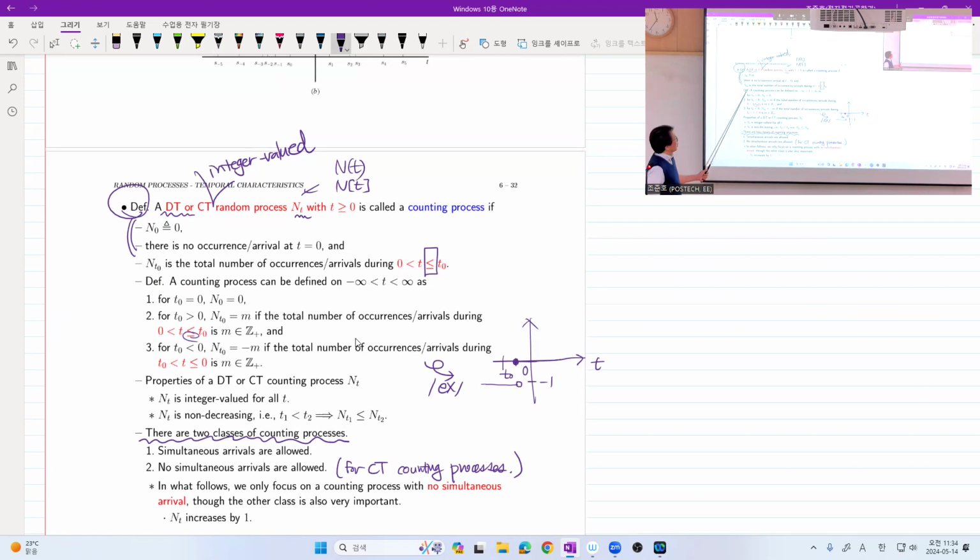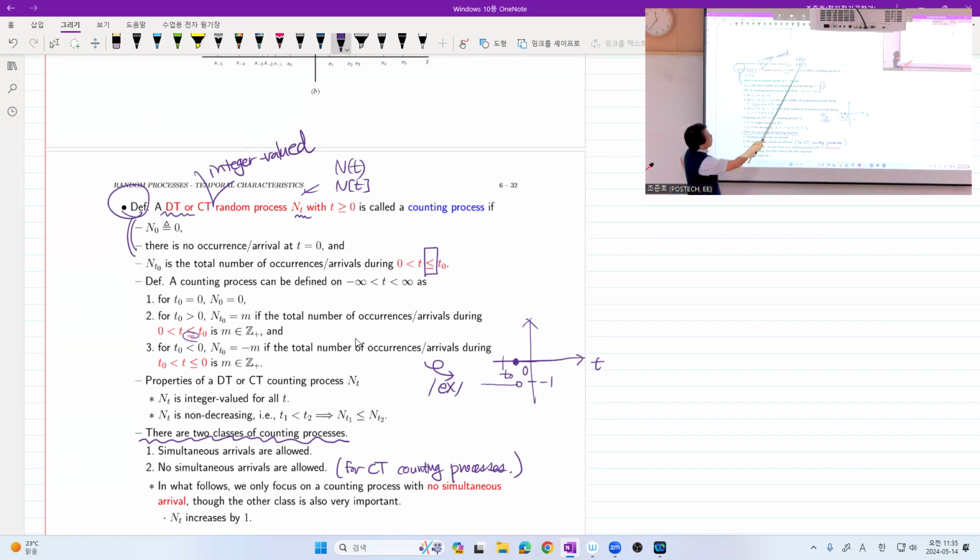And of course here t0 is greater than 0, because for t equals 0 we have defined it. And here go the properties. So N(0) is 0. If t0 is positive, and be careful, N(t0) equals m, what does that mean? From 0 to time t0, including this t0, you have m arrivals.